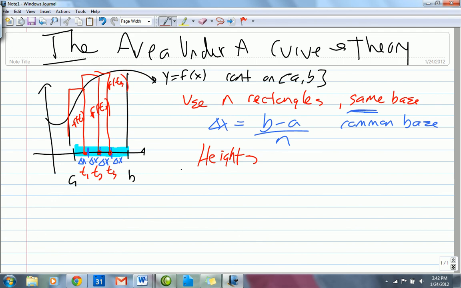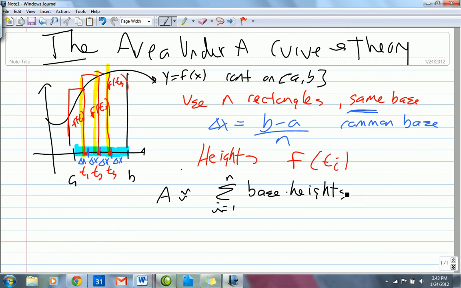But since the heights of those n rectangles are going to vary, we have to allow the heights to vary themselves. So the heights are going to be f at the ith tag: f of the first tag, f of the second tag, f of the third tag, etc. That said, we can approximate the area under the curve to be the sum, from i equals 1 to n, of base times heights. N rectangular areas, base times heights. We have n rectangles, n partitions along the interval a to b, all evenly spaced.